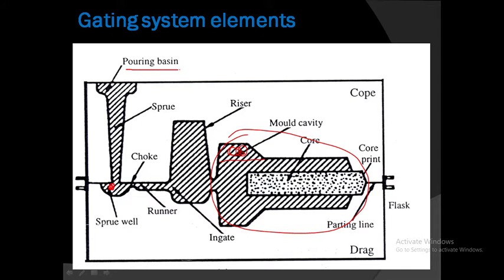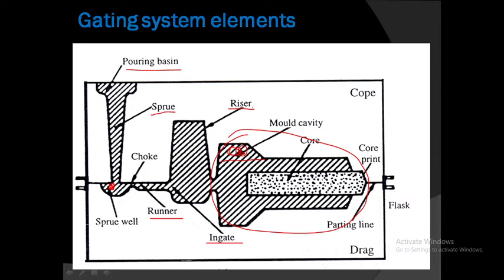First is the pouring basin, second the sprue, next the runner, next the gates, and next the riser. So these are the elements of the gating system. Let us see the elements of the gating system one by one. First is the pouring basin.